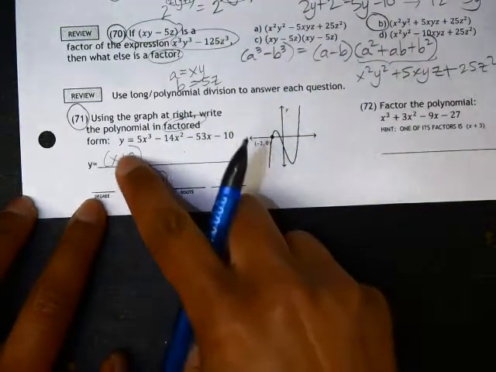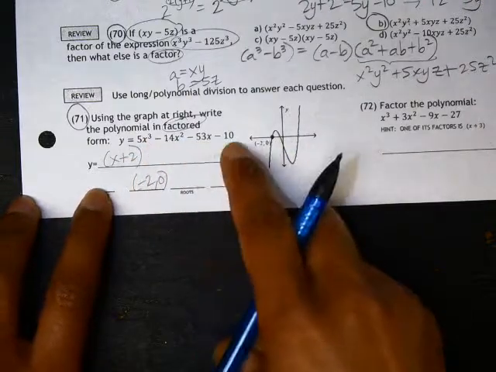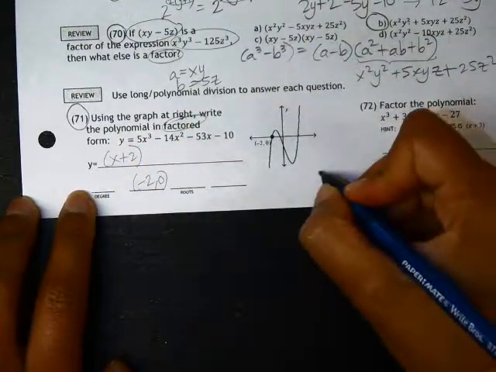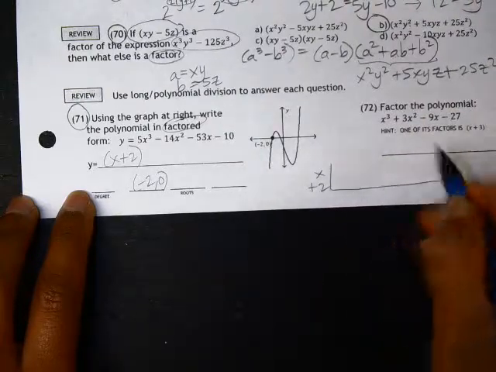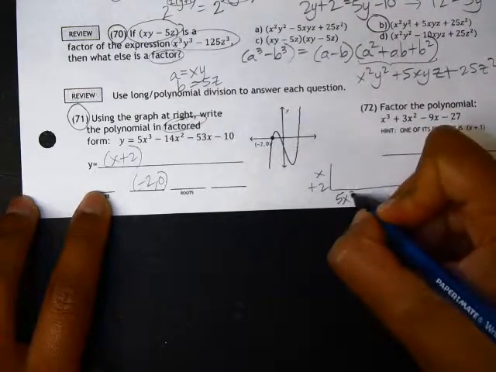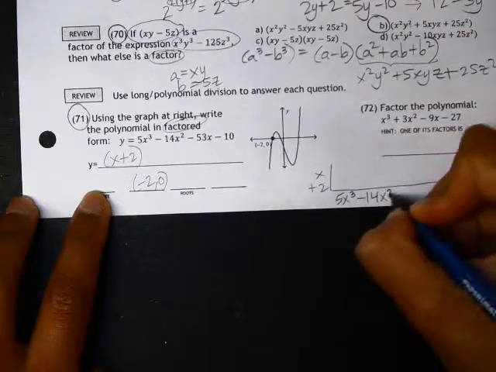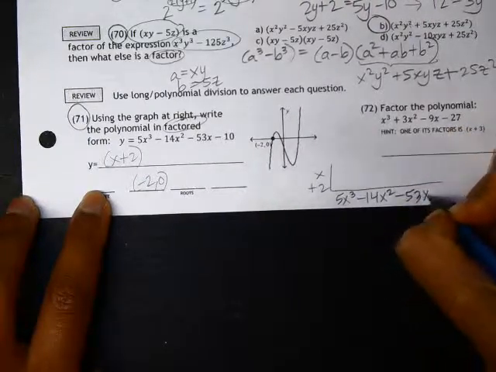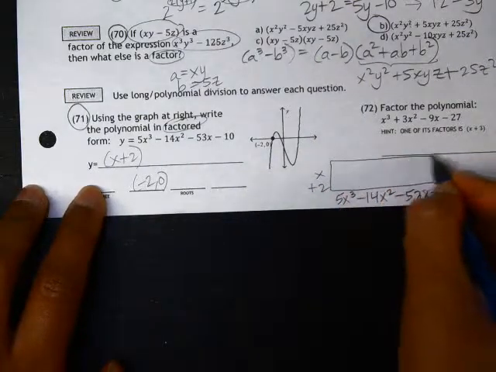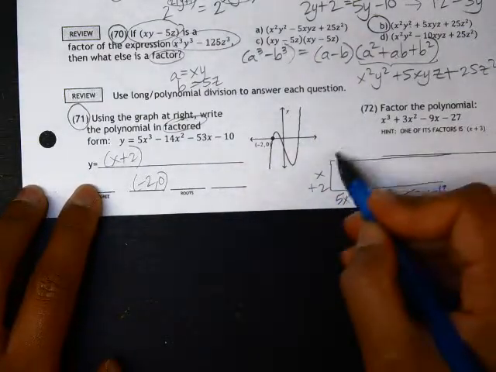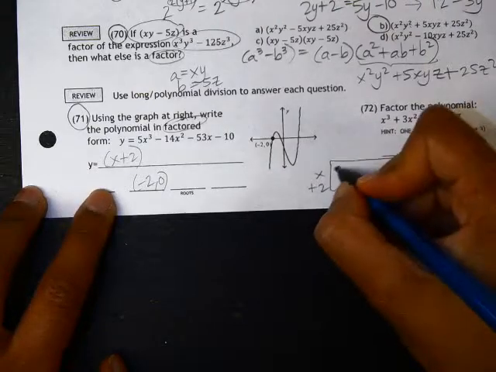What we're trying to do is find what the rest of the factors are. If this divides evenly into this polynomial, we're going to use long division. So I'm going to do x plus 2 on this side, and I have 5x cubed minus 14x squared minus 53x minus 10 down here. With long division, we're just working backwards and figuring out what we would have to multiply by up here to get this as our answer.